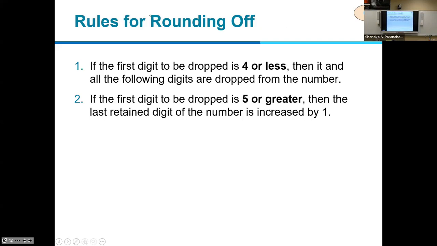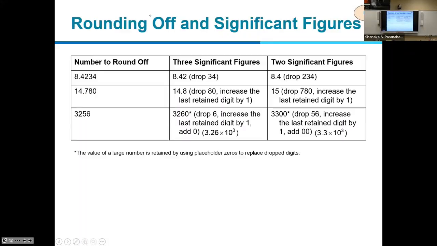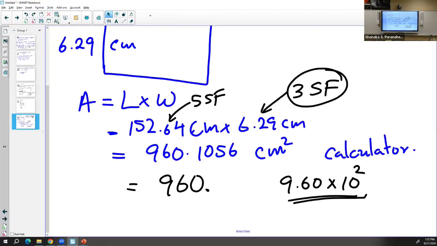So this is the rounding off rule. If the first digit to be dropped is 4 or less, then it and all the following digits are dropped from the number. And if the first digit to be dropped is 5 or greater, then the last retained digit of the number is increased by 1. Okay, so these are some examples of rounding numbers. And let's practice this with a few examples.